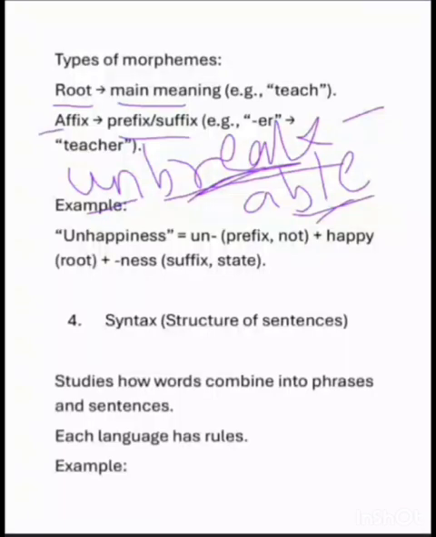Prefix and suffix together are called affix. Like in the word teacher, er comes at the ending, so er is our suffix, and in the word unbreakable, un is our prefix. So both prefix and suffix are types of affix. For example, unhappiness: un is our prefix, happy is our root word, and ness is our suffix.